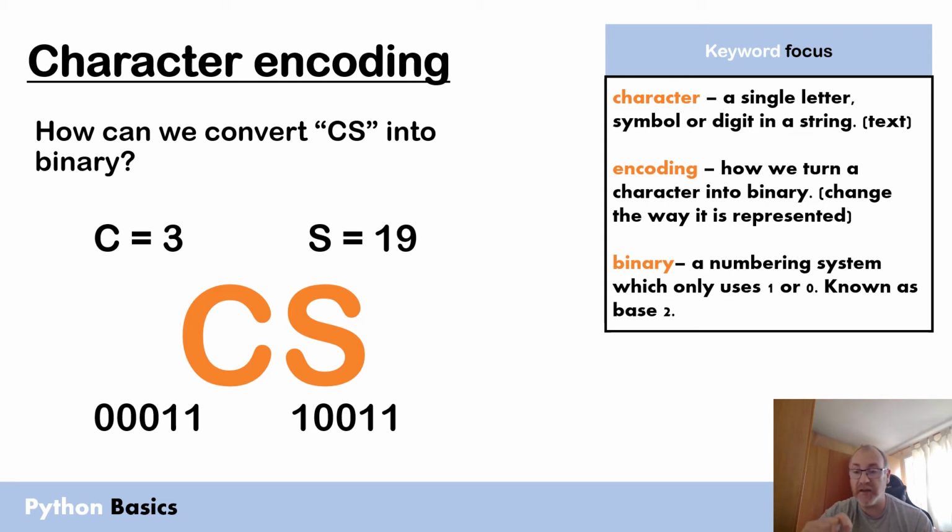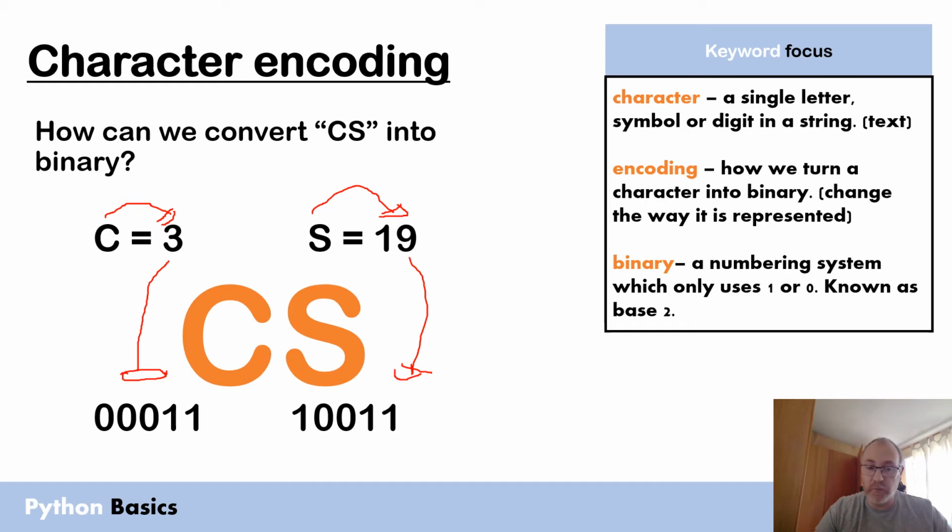Once we have that method of turning a number into binary, all we have to do is give a number to each letter. The easiest way you can do it is by thinking, okay, C is the third letter in the alphabet, therefore I'm going to give it the number 3. That is the first step, to give a number to each letter. S is the 19th letter in the alphabet, so we're giving it the value of 19. We can then turn that into binary, like so.